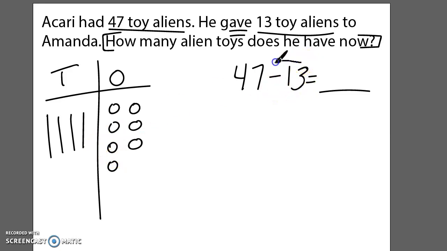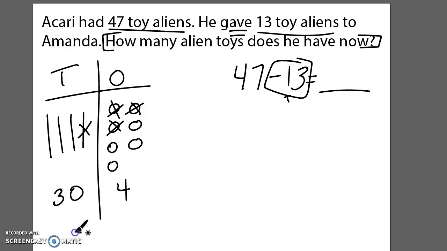And now we know we have to subtract 13. 13 has 1 10 and 3 1s that we need to take away. Now we can count to see what's left over. 10, 20, 30, 31, 32, 33, 34. So what is 30 plus 4? It's 34. So 47 minus 13 is 34.